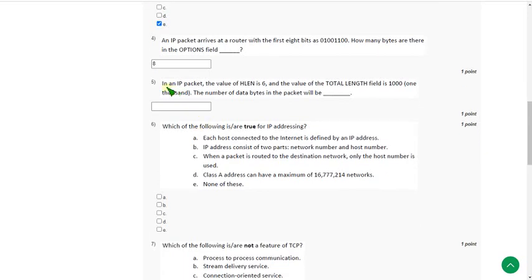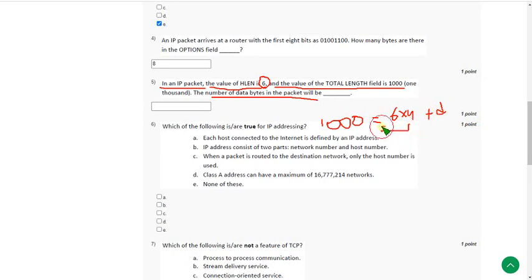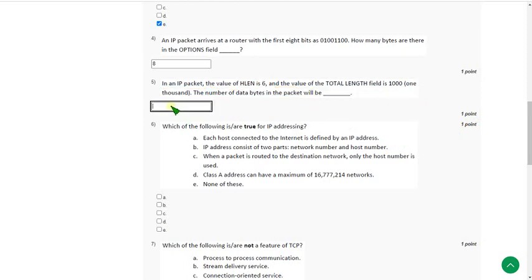And fifth question. In an IP packet, the value of HLEN field is 6 and value of total length field is 1000. Then the number of data bytes in the packet will be. So actually initially there is 1000 length field, here they give 6, so 6 into 4 is equals 24. So 6 into 4 plus data bytes. So 1000 minus 24 is equals 976. So the probable answer for fifth question could be 976.